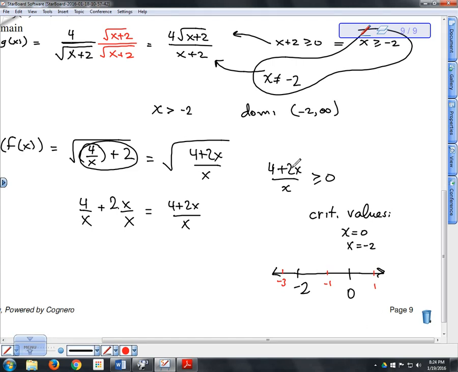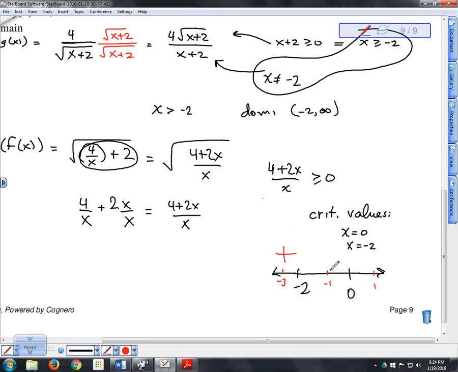So if I plug the negative 3 into the x's, I'm going to get 4 plus negative 6 over negative 3. So 4 plus negative 6, that's negative 2, over negative 3. A negative divided by a negative is a positive. So this whole region right here, even though the numbers are negative, when I plugged those negative numbers into the original expression, they come out to be positive. So this interval represents a positive interval.